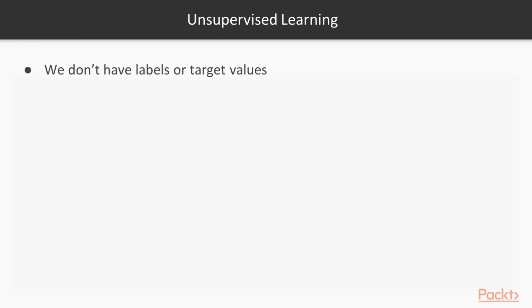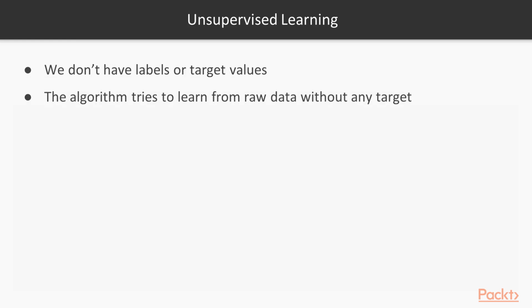Now, in this case, we are just given raw data. The algorithm tries to learn from raw data without any target, meaning that it doesn't really know the outcome. There's no loss function. All we have is raw data. So we want to learn patterns. We want to learn groups, patterns, hidden structure within the data set, anything that we can extract from the data set in terms of features. Can we reduce the features and still represent the data set perfectly or near perfectly, and so on. Those are our concerns in unsupervised learning.